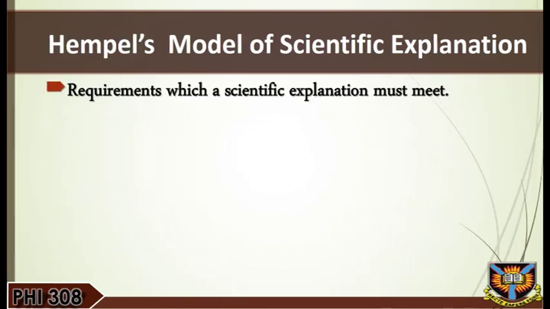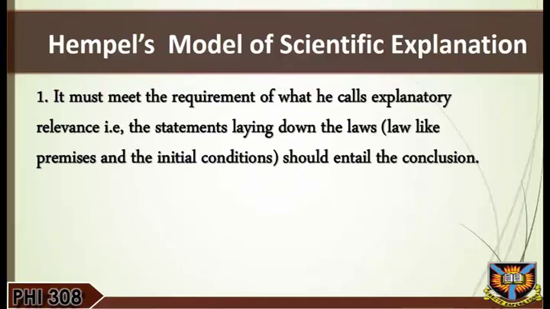Hempel gives additional requirements which a scientific explanation must meet. First is that it must meet the requirement of what he calls explanatory relevance. By this, he means that the statements laying down the laws, law-like premises, and initial conditions should entail the conclusion. In other words, there must be a logical connection between the set of statements or propositions that are used to explain, that is, the explanans, and the statement that is being explained, the explanandum.